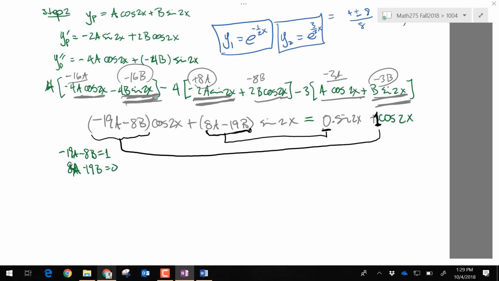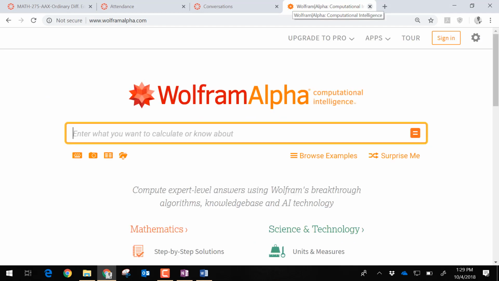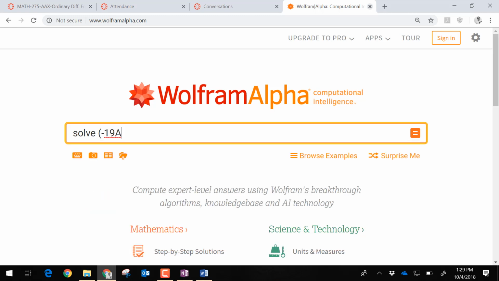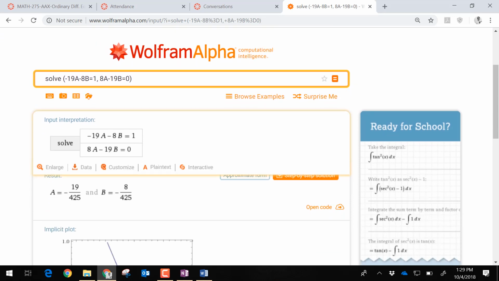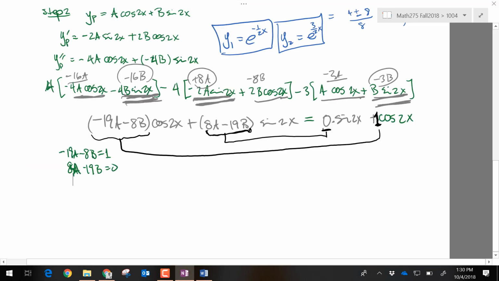Okay, so you do what you've got to do. I'm going to go to Wolfram Alpha. Solve negative 19a, was it a minus, 8b equals 1, and then 8a plus or minus 19b equals 0. Good thing I didn't try to solve for it. Oh, you know what we should do, now that we know the answer.